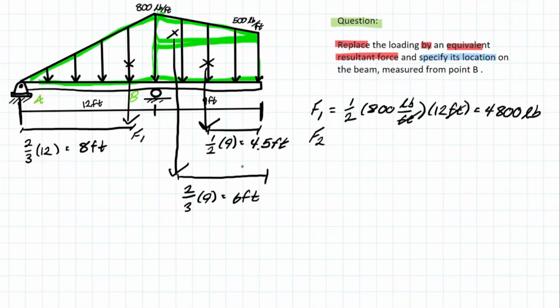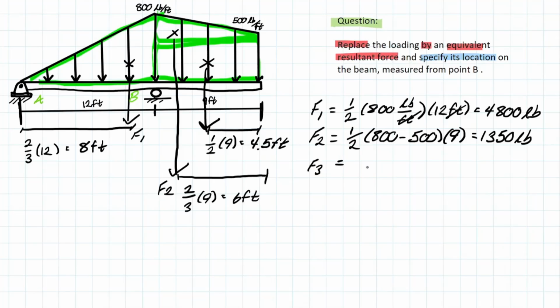And similarly, we can do the same for, let's say, F2. F2 will be the same formula, 1/2, times 800 minus 500, times the span it covers. And that will give you 1,350 pounds. And then F3 is a little different because you don't need the half coefficient because it's a rectangular shape. The height of it is 500. Taking the span once again, we have 4,500 pounds.